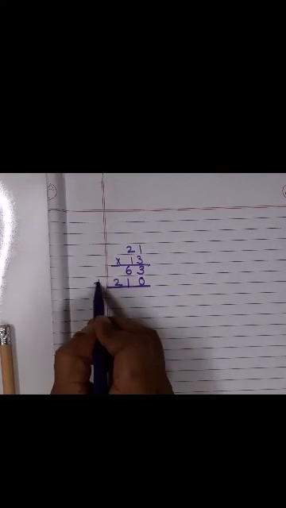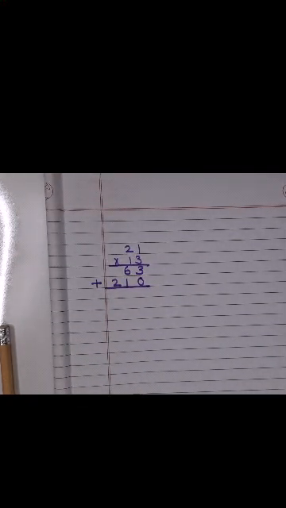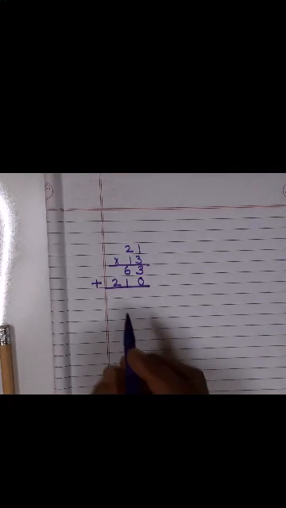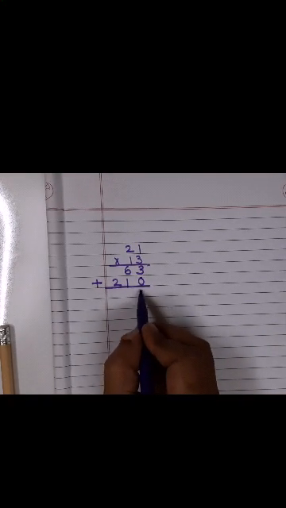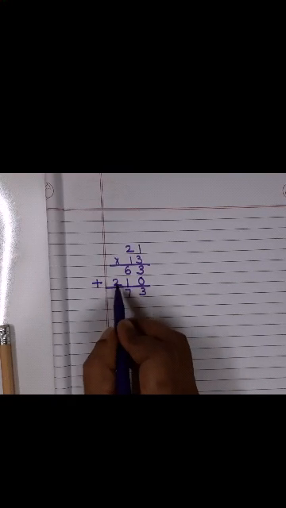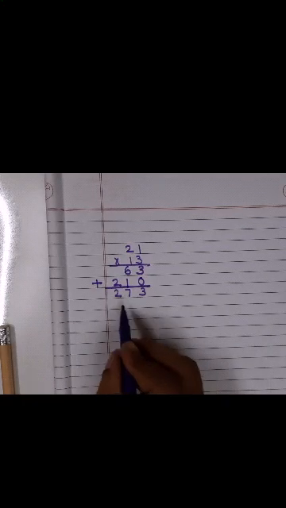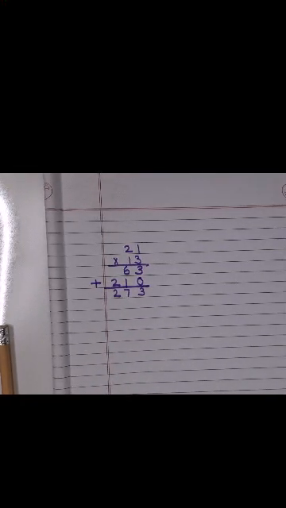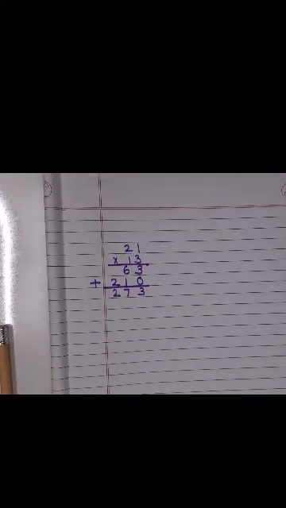Now don't forget this addition sign over here, right? So what's your answer, children? 3 plus 0, that will be 3. 6 plus 1 is 7 and this is 2. So your answer is 273. Let's move to another sum. Let me take another pen.